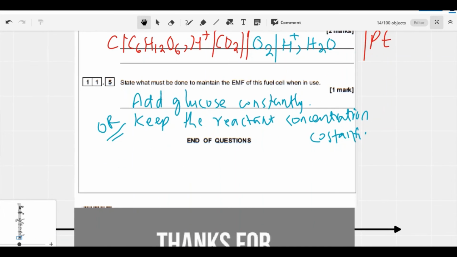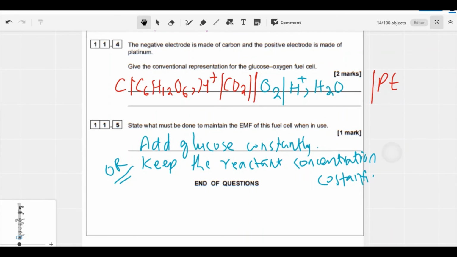Okay, so that is the last question. Now this is the end of the question paper.